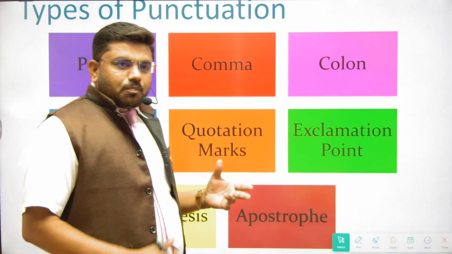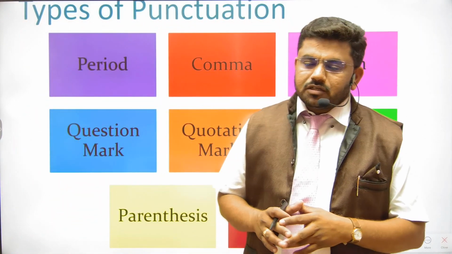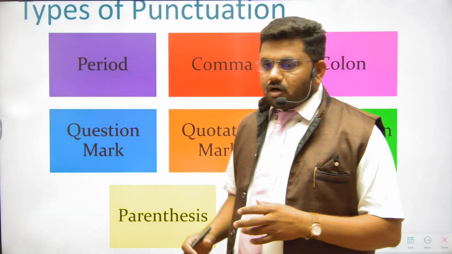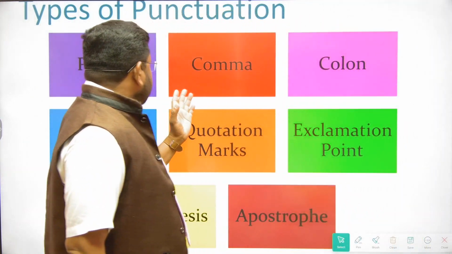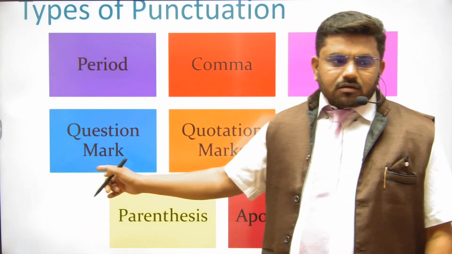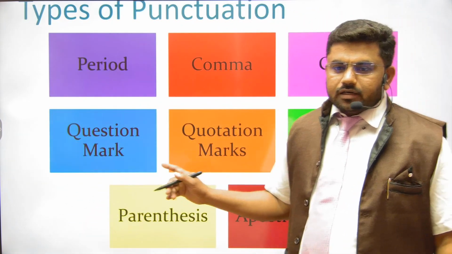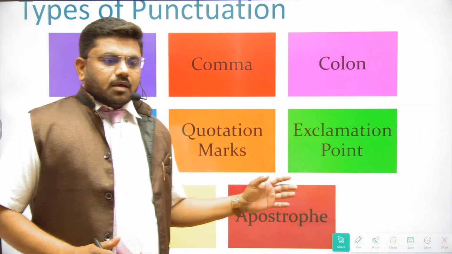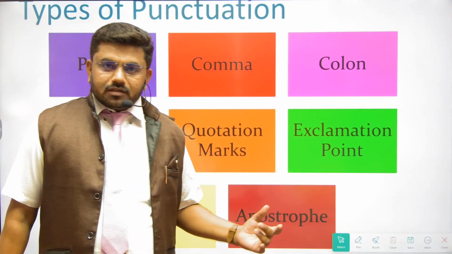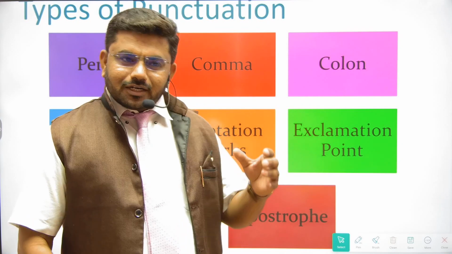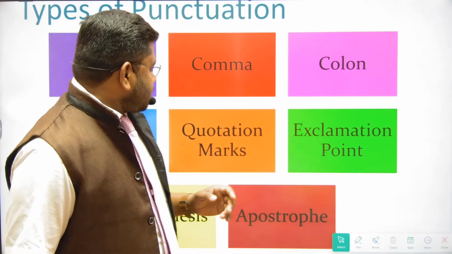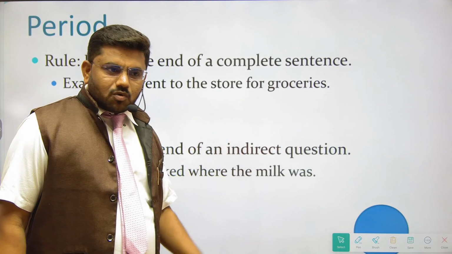Now see, the types of punctuation marks in English. Many types of punctuation marks are there. Among them are the period, comma, colon, question mark, quotation marks, exclamation, apostrophe, then parenthesis. Parenthesis is new for us, so today we also have to learn that, and one by one we have to study about it. Now see, what does period mean?